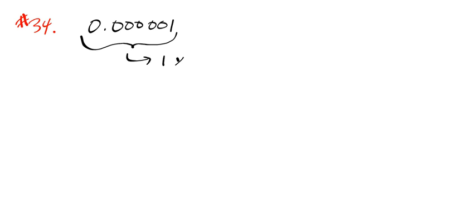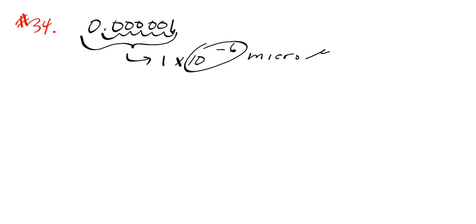Number 34 states, what is the metric system prefix for the quantity 0.000001? Well, if you were to transfer this into scientific notation, you would end up with 1 times 10 to the, it's going to be a negative because it's smaller than 1, 1, 2, 3, 4, 5, 6, times 10 to the negative 6. When you look at the chart, 10 to the negative 6 is going to be micro, and it's a symbol like that. So you get micro, and that is going to be, for us, answer D for number 34.